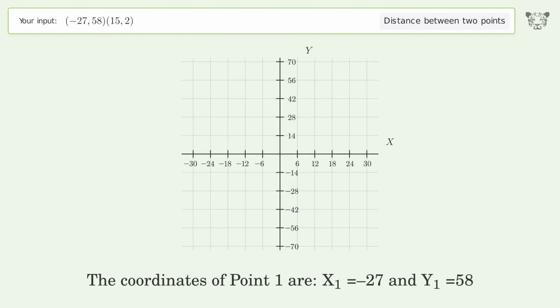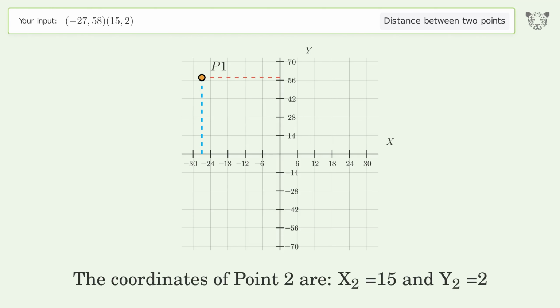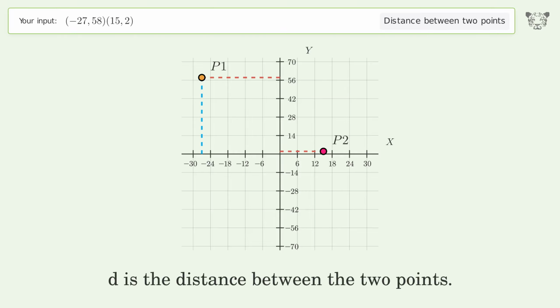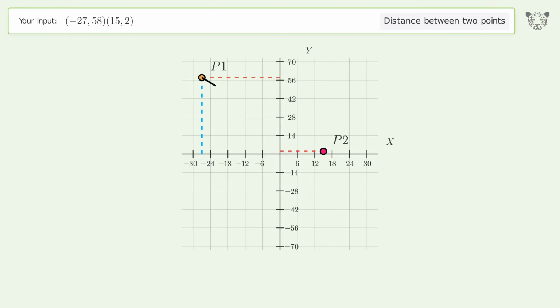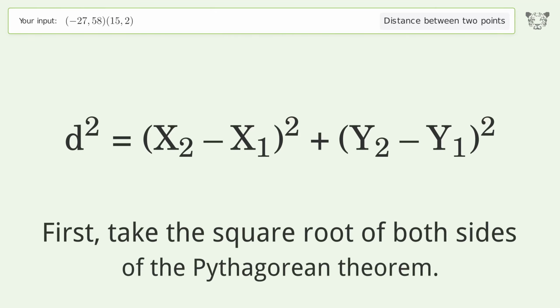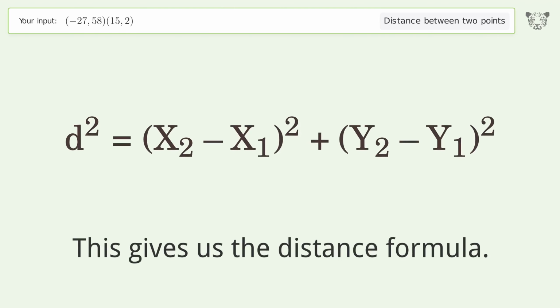The coordinates of point 1 are x1 equals -27 and y1 equals 58. The coordinates of point 2 are x2 equals 15 and y2 equals 2. D is the distance between the 2 points. First, take the square root of both sides of the Pythagorean theorem. This gives us the distance formula.